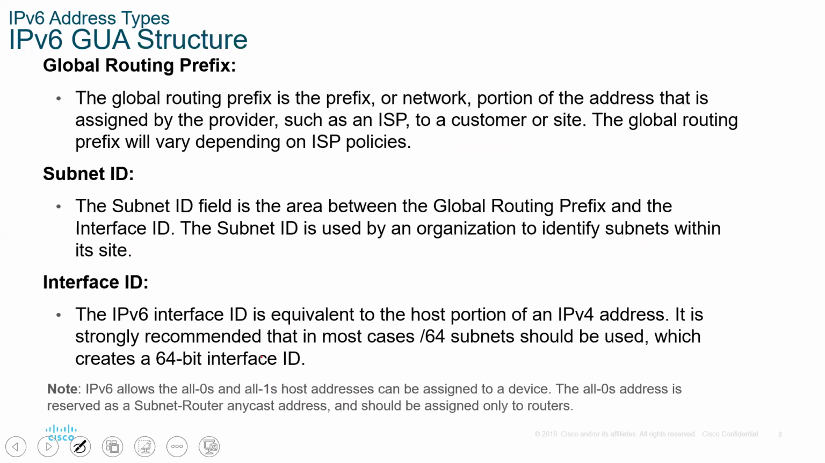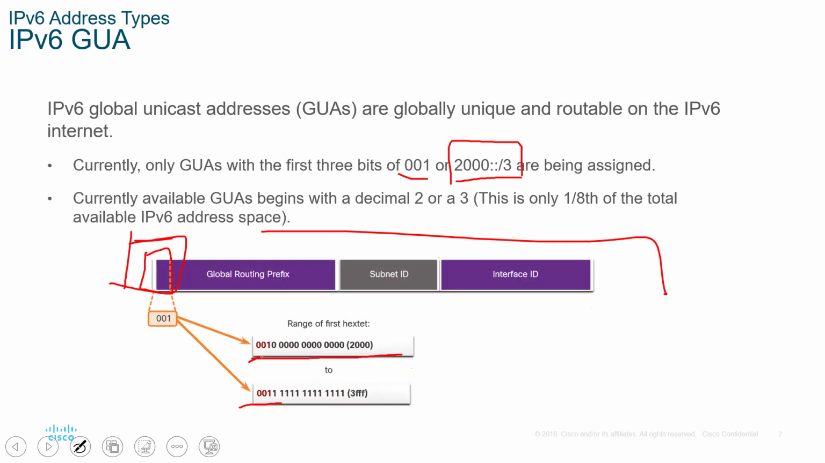Now, what is the structure of this global unicast address? The global routing prefix is the prefix or network portion of the address that is assigned by the provider, such as the ISP, to the customer side. It will actually depend on the policies of the ISP. Then you have the subnet ID, and then the interface ID.